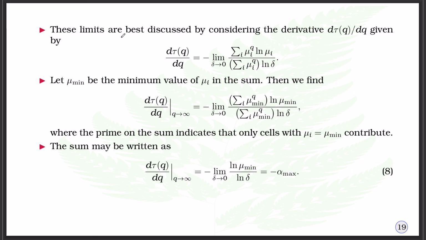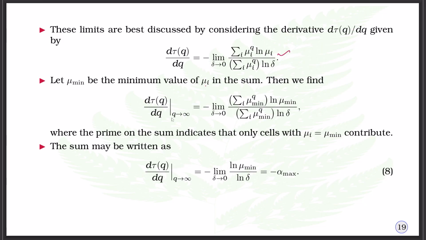These limits are best discussed by considering the derivative of the mass exponent tau. You can take the derivative of tau with respect to q, given by d tau(q)/dq equal to minus the limit as delta tends to 0 of the sum of mu_i^q ln(mu_i) over the sum of mu_i^q, times 1 over ln(delta). Let mu_minimum be the minimum value of mu_i in this sum.